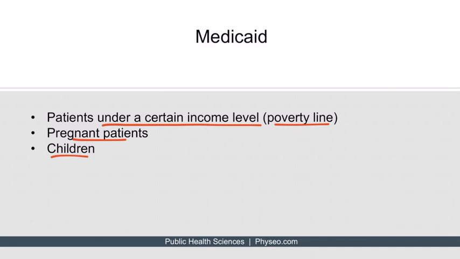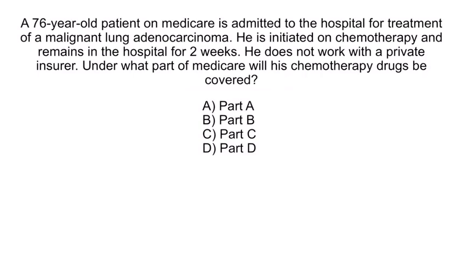All right, let's try another practice question before moving on. A 76-year-old patient on Medicare is admitted to the hospital for treatment of a malignant lung adenocarcinoma. He is initiated on chemotherapy and remains in the hospital for 2 weeks. He does not work with a private insurer. Under what part of Medicare will his chemotherapy drugs be covered? A, Part A, B, Part B, C, Part C, or D, Part D?